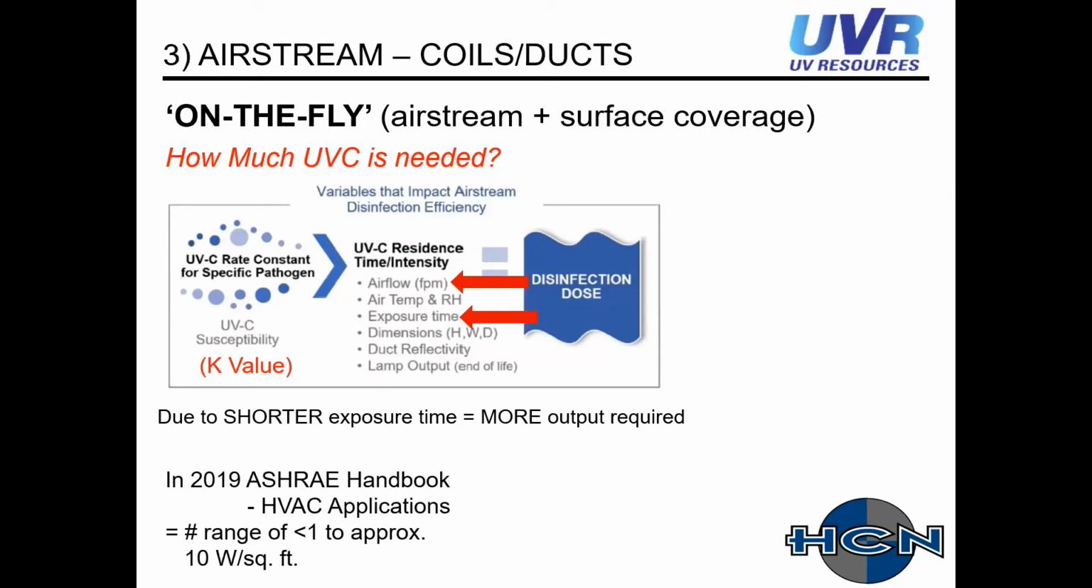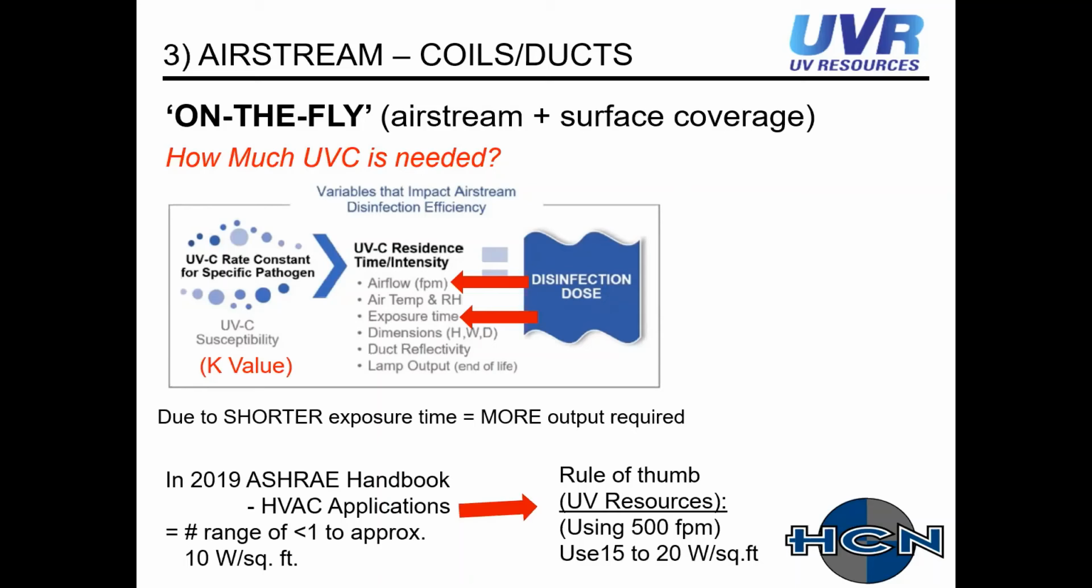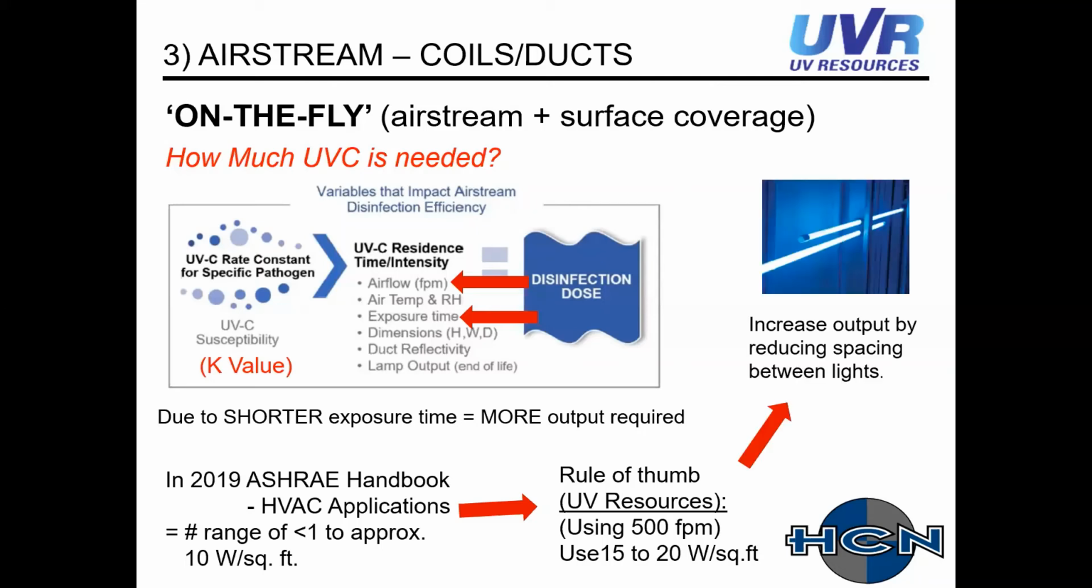Once again, going back to the ASHRAE handbook, if you read the standard and convert the watts, convert the output, they basically have a range of 1 up to 10 watts per square foot. A rule of thumb from UVC Resources, once again, using an approximation of 500 feet per minute, which is very common, obviously, for cooling coils and HVAC systems, comes out to approximately 15 to 20 watts per square foot. So how do you accomplish that additional output?